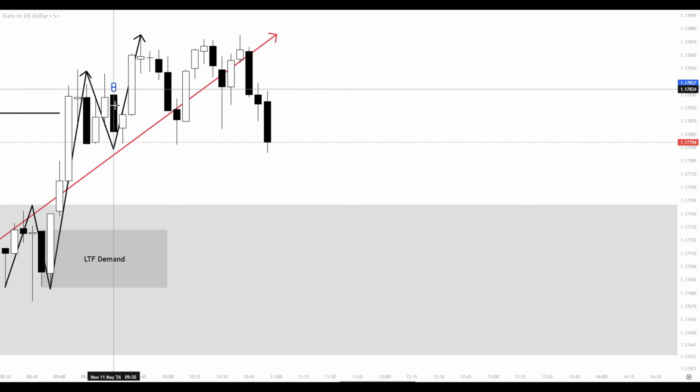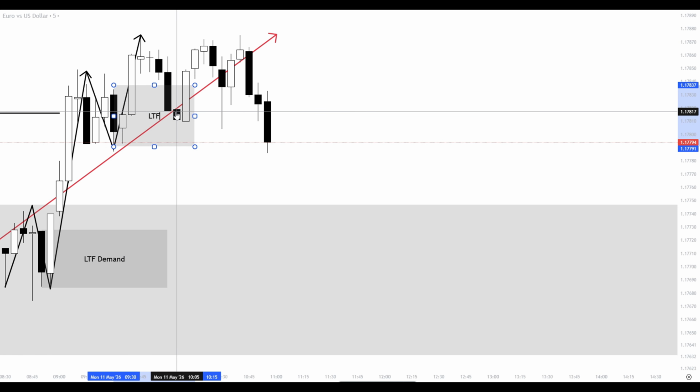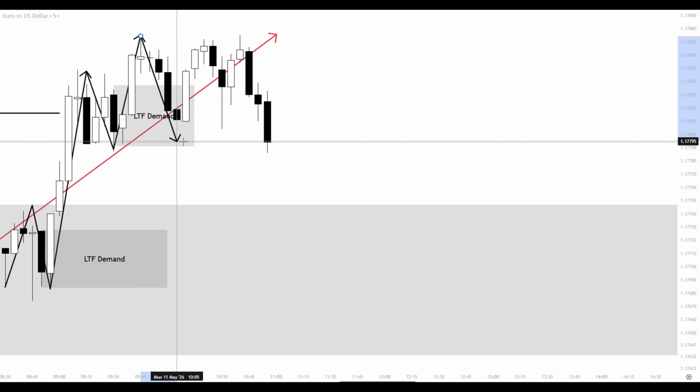This also leaves a low time frame demand that we see that the next pullback is hit and respected since the price bounced to the upside after hitting it, and the bounce is basically a push to the upside that yet again broke above the last high. This demand liquidates and becomes inactive since it has already filled.